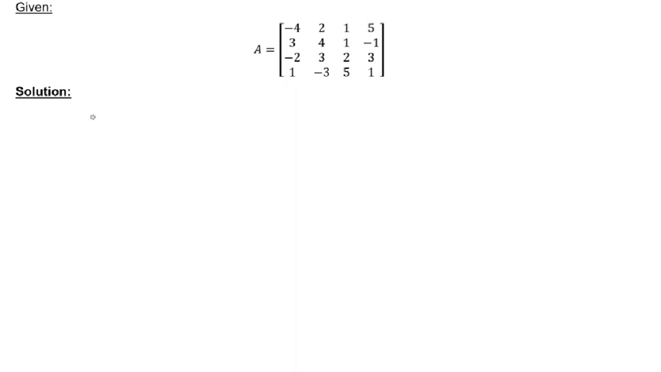So we have determinant of A is equal to negative 4 times, so this is negative 4, if we remove row 1, column 1, what's left over is these elements. So we have 4, 3, negative 3, 1, 2, 5, negative 1, 3, and 1.